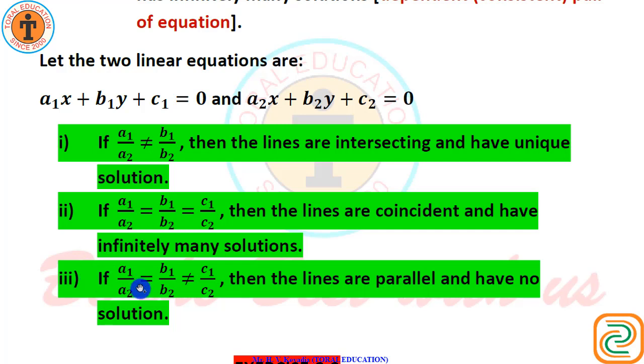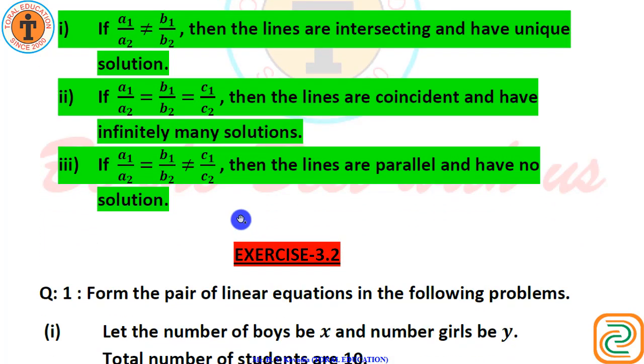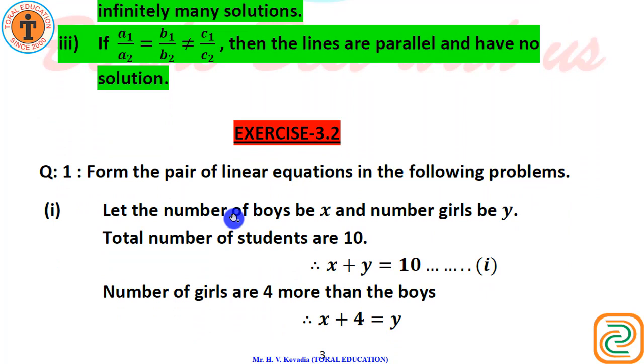And if a1 upon a2 equals b1 upon b2 but not equal to c1 upon c2, then the lines are parallel and have no solution. They do not have any solution. So remember these things. We will have to solve these equations. We will have to tell whether they are consistent or not.